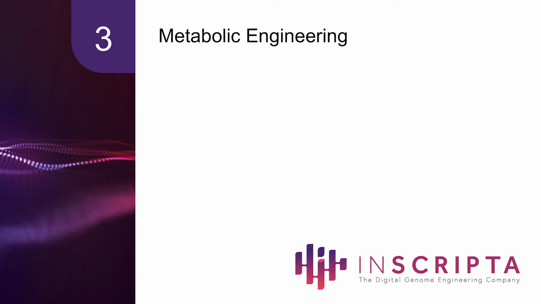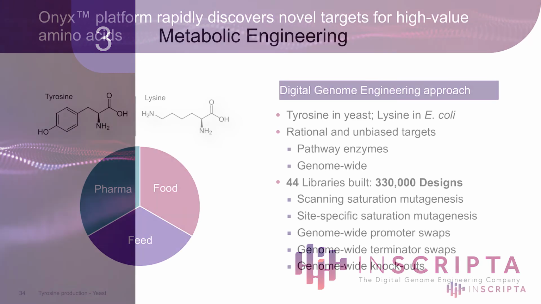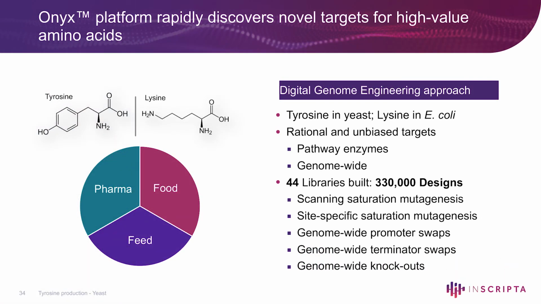So let's go from selection to screening, and I want to start with yeast. We did both yeast and E. coli experiments, and we went after high-value amino acids like lysine and tyrosine. Similar approach. We started with specific targets and did an unbiased approach. We built about 44 libraries with 330,000 designs across E. coli and yeast, and multiple different edit types. So it's the same, build a lot of different edit types across the genome.